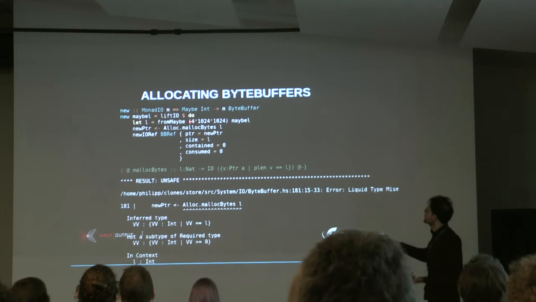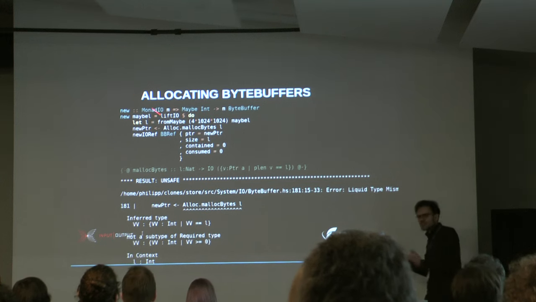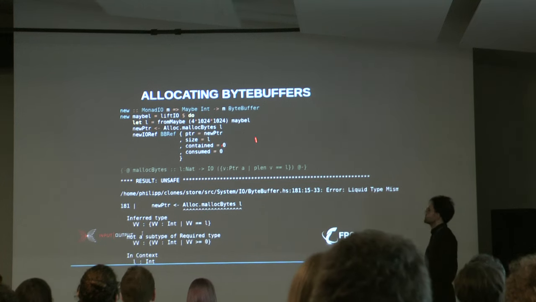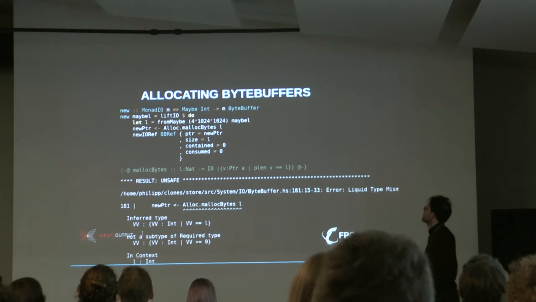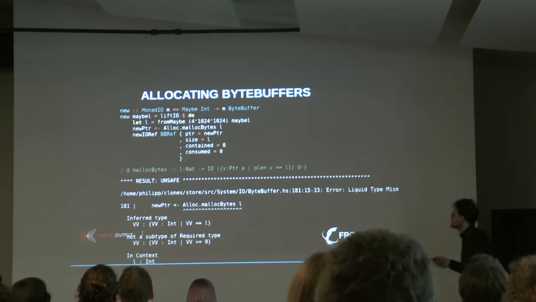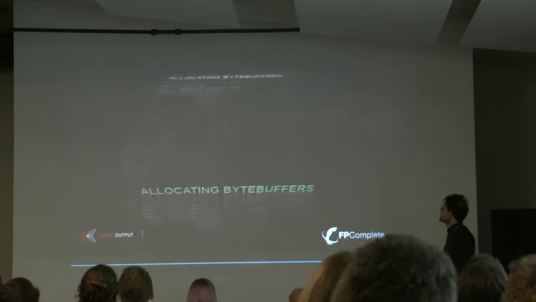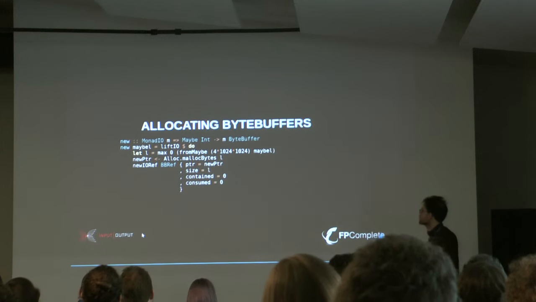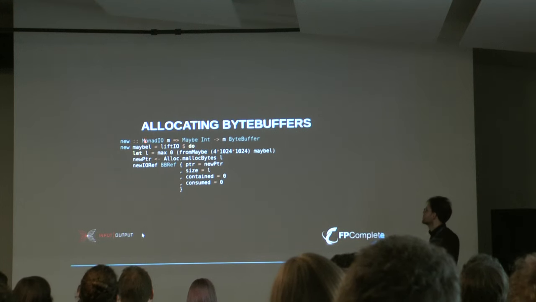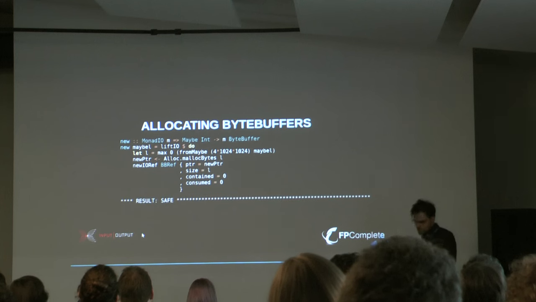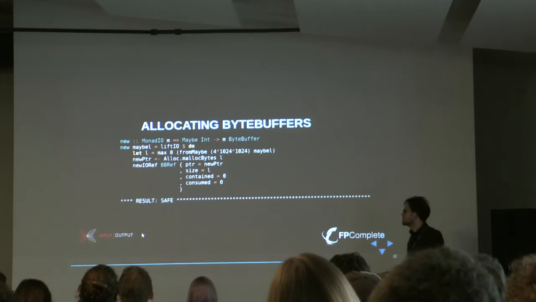And the thing that went wrong here is that, of course, somebody who calls this new function can give it a negative number to request a byte buffer of negative size, which makes no sense. And this case is something that we have to preclude. So we can preclude this, for instance, by not just taking the number that we get, but by taking the maximum of 0 and that number. And if we do that, then we actually get the result that everything is fine.